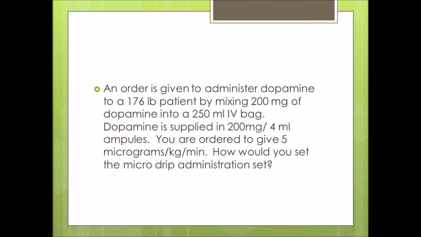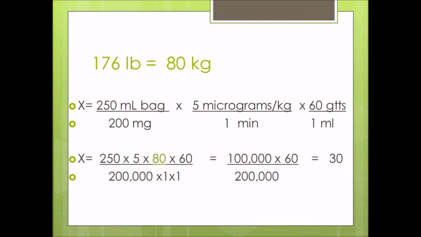So let's look at this in another question, and we'll see how we're doing here. So this time we're ordered to give dopamine to a 176-pound patient. This time this is going to be weight-based because we're asked to give this patient 5 micrograms per kilogram per minute. Our concentration is going to be 200 milligrams in 4 mils, and we're going to put that in a 250 cc bag. So let's set this up. Again, our 176 pounds divided by 2.2 is going to be equal to 80 kilograms.